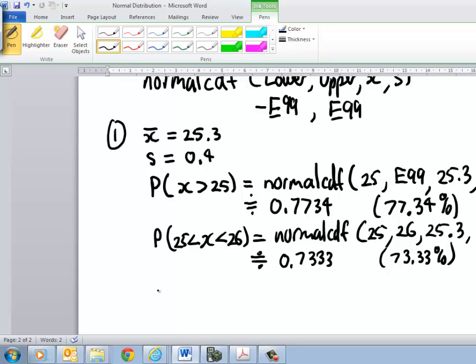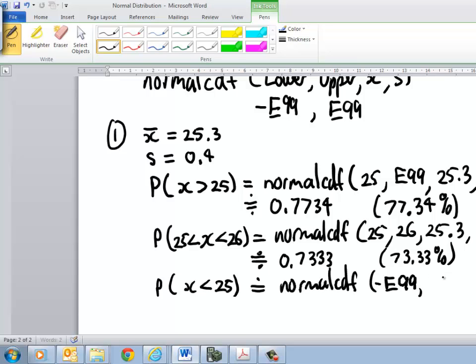Let's look at this one here. The probability that x is in fact less than 25 millimeters. All right, so again, we're going to use the normal CDF. Now, there's no lower value, so what we're going to use is minus e to the 99, and then the upper value is 25, our mean's the same, and our standard deviation is the same as well. So go back to your calculator.